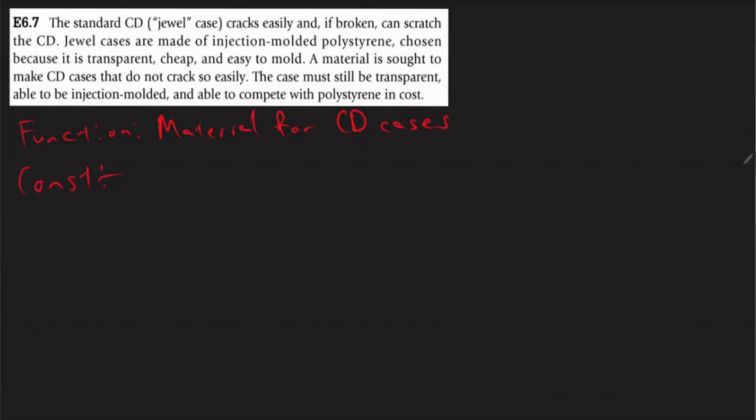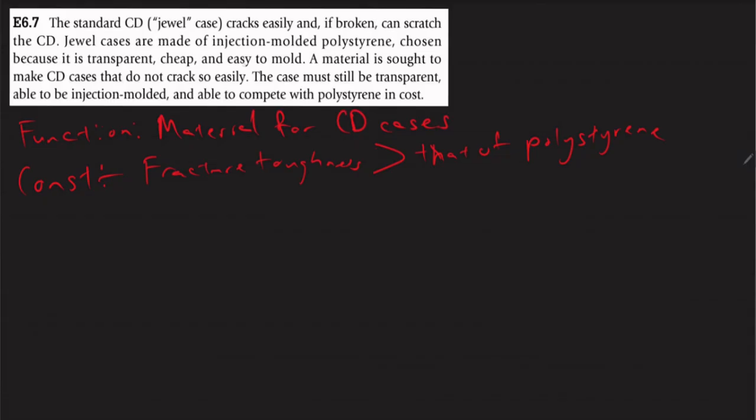So for the constraint, the main problem of the CD cases made with polystyrene is that it cracks easily. It cracks, and we don't want it to crack. So any material that we choose must have a what? Higher fracture toughness than what? Polystyrene. So it must have a fracture toughness greater than that of polystyrene. So that's one of them.